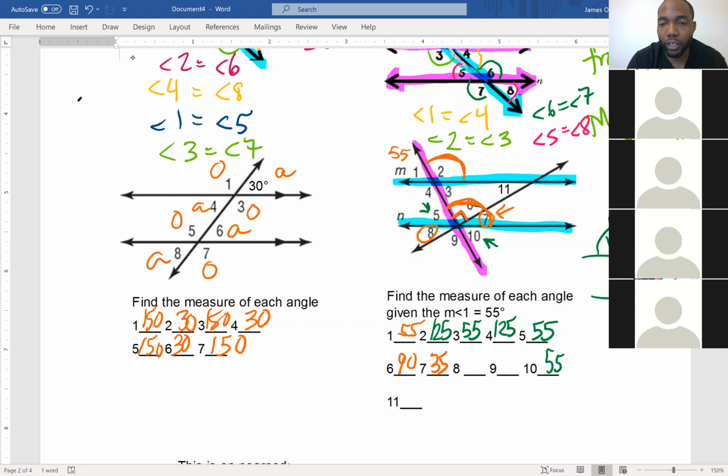And angle 7 and angle 8 are what type of angles? Vertical. So that means 8 is what? 35. Angle 6 and angle 9 are what type of angles? Vertical. That means angle 9 is what? 90. So now how do I figure out angle 1?